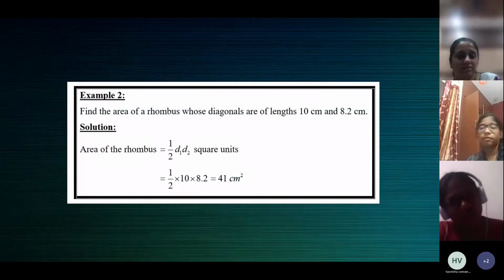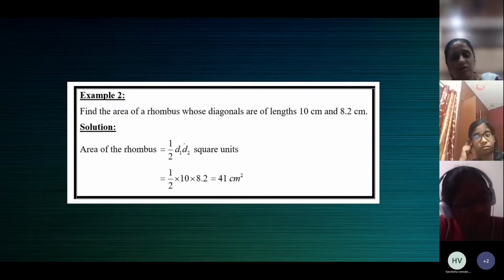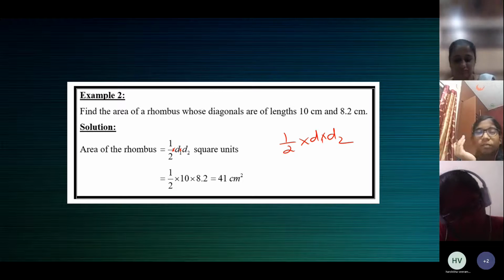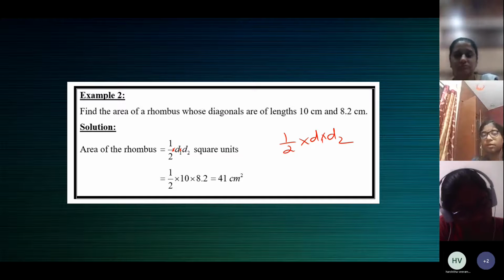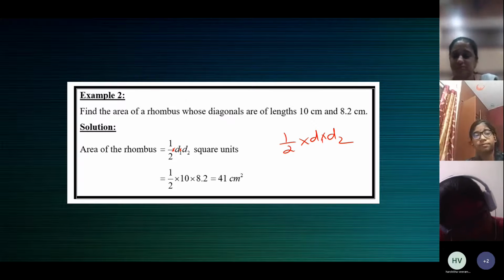So you can also write it like this. Half D1, D2 is also, the meaning is half into D1 into D2. Half D1, D2 is the same as half into D1 into D2. You can write into here. Yes? Swati, you asked me something? Yes, ma'am. If the measurement of the base and height is given, can we use base into height? Base into height, yes. We'll use base into height.